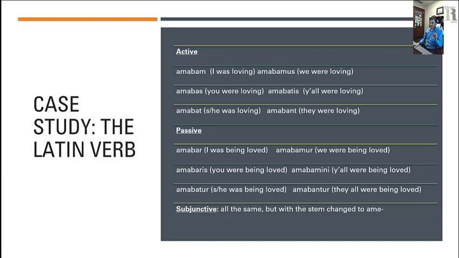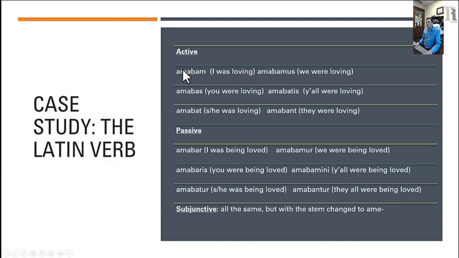Latin verbs, let's look at, just as a case study, how the Latin verb works, okay? Amo, amare is I love, to love. Amabam, I was loving. Amabamus, we were loving. Amabas, you were loving. Amabatis, y'all were loving. Amabat, she was loving. Amabant, they were loving.